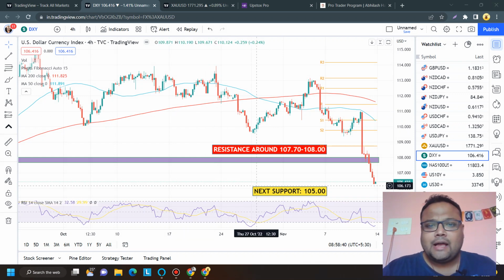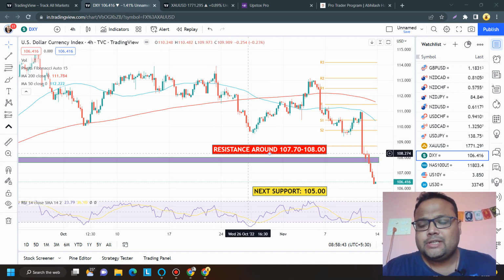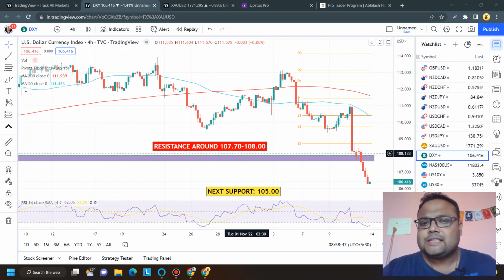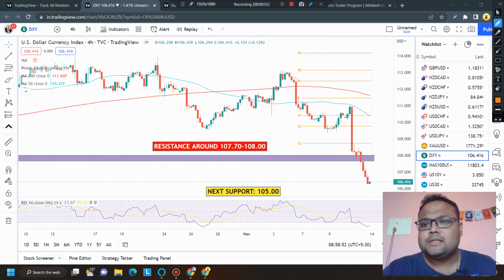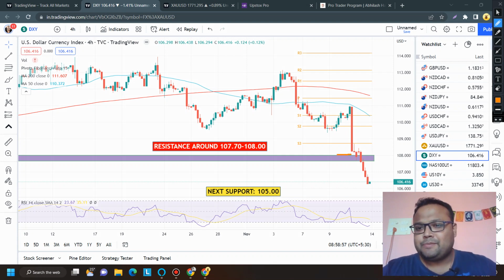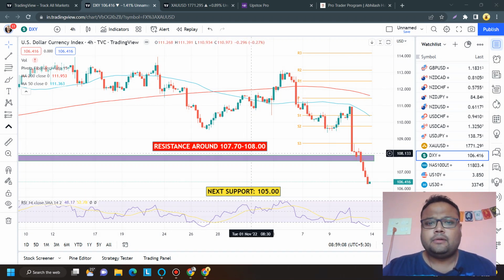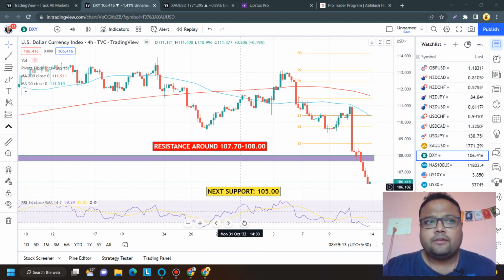As you can see, I have clearly mentioned on the chart the next resistance if DXY tries to recover on Monday: around the 107.70, 108 level. It means the previous support zone will now act as the next resistance for DXY. And in case the selling pressure continues, then obviously we will see further downside, and the next support will be around the 105 level.